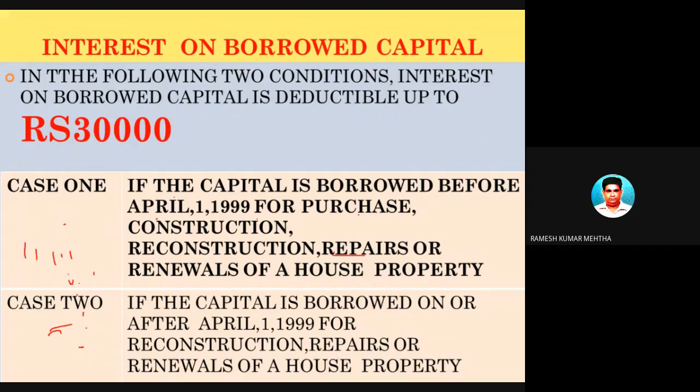Point number 3. If the capital is borrowed on or after 1/4/1999, but the purpose of the borrowing is not for construction or buying or acquisition of the house property, and it has been found that it is for the purpose of reconstruction or repair or renewal, then in such a case, even though the loan is taken after 1/4/1999, the maximum that will be allowed as deduction under section 24 towards interest on borrowed capital is rupees 30,000.